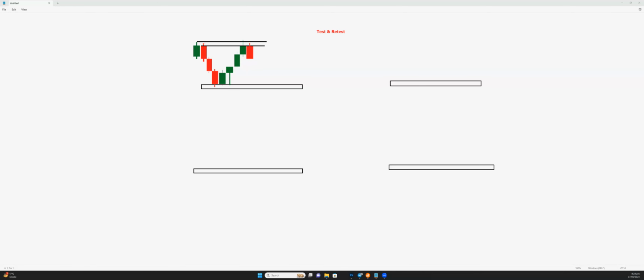Yes. Here, the buyers told us that they failed, and this level is already tested. The information we got is that the buyers failed, the price is falling down again, and it directly broke the level. So the level was already tested when the price was above it, and then the breakout happened. This is called the breakout.